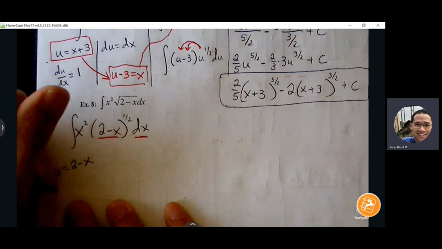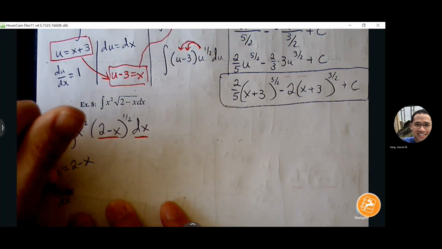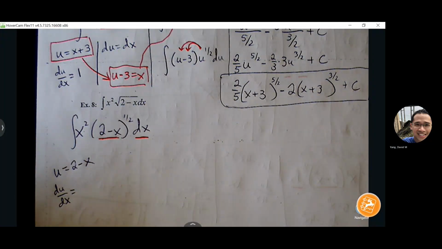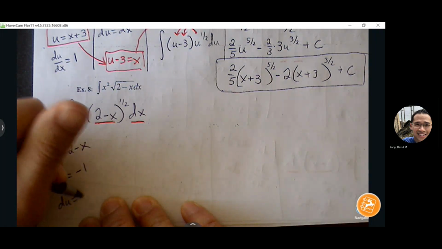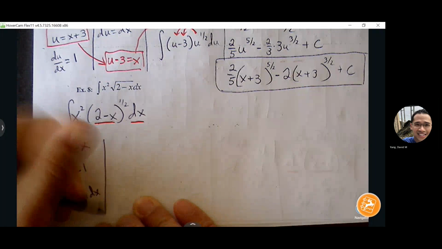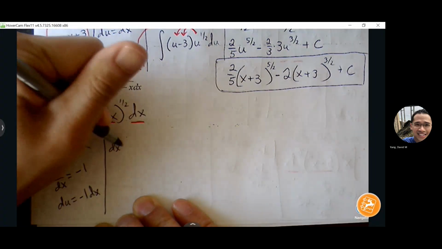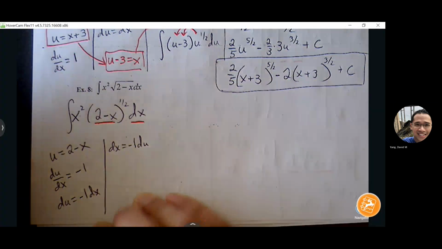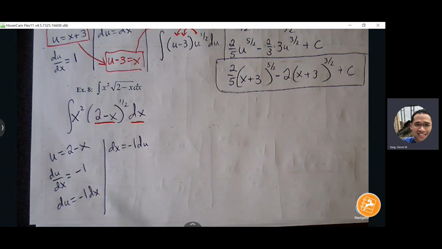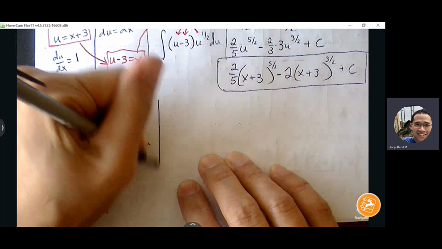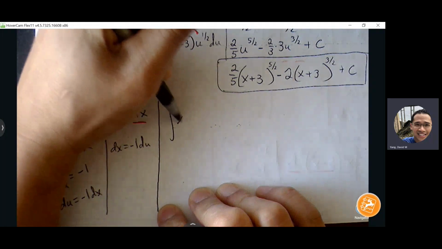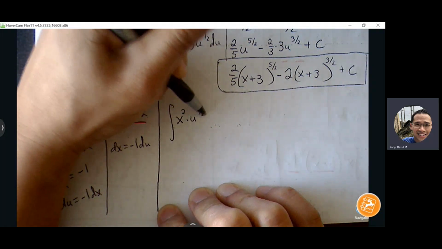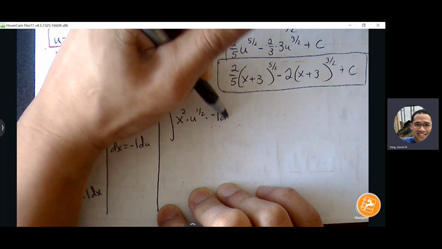Okay, derivative du dx. What's the derivative? -1. Okay. Cross multiply. Okay, dx equals -1 du. We have our parentheses replaced. So let's see what we have. x squared stays. u to the 1/2 times -1 du.